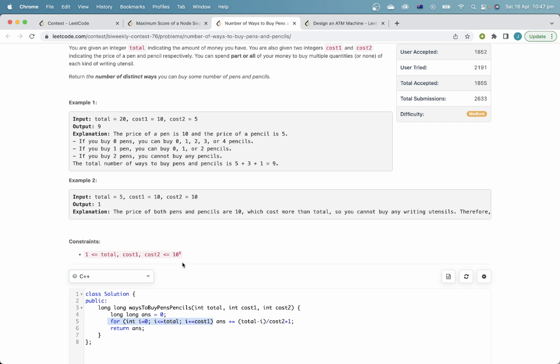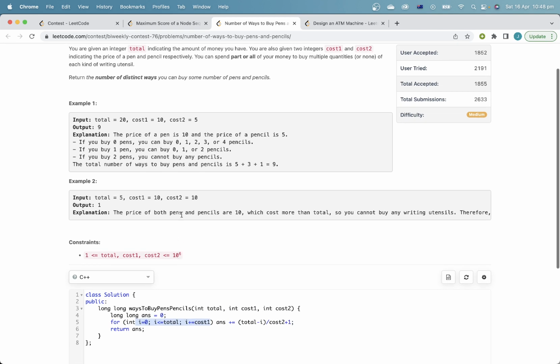Worst case, because I is 0, total is up to 10 to the 6th, and cost one's at least 1, so this will run at most 10 to the 6 plus 1 times. Then for each number of times I buy a pen, I need to figure out how many pencils I can buy.